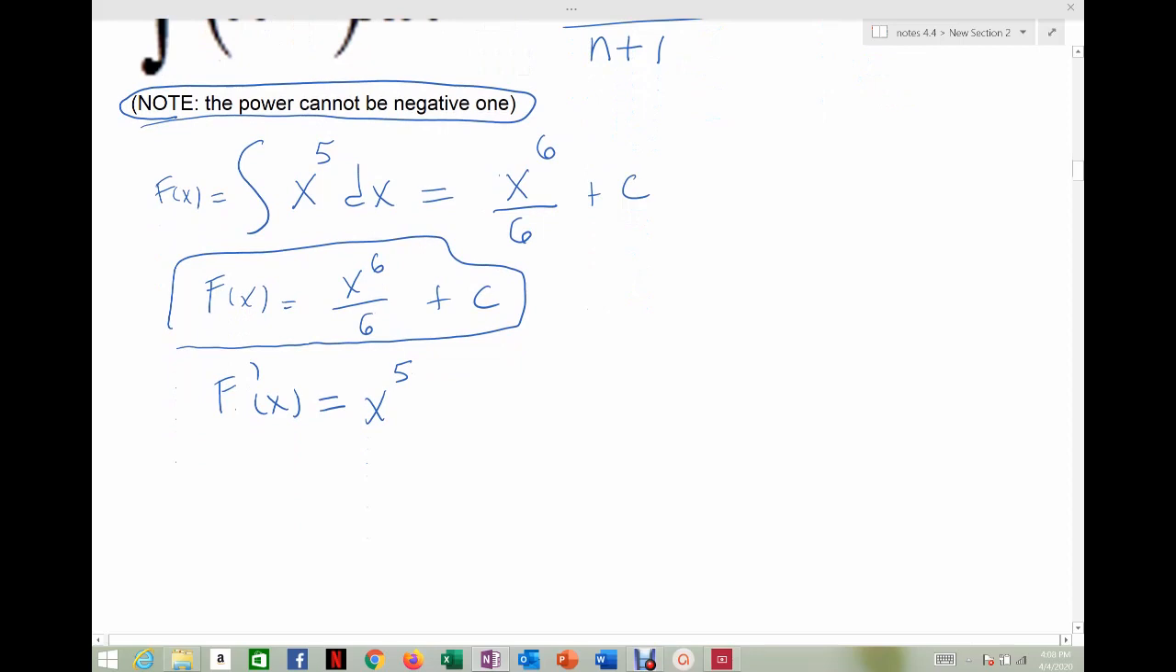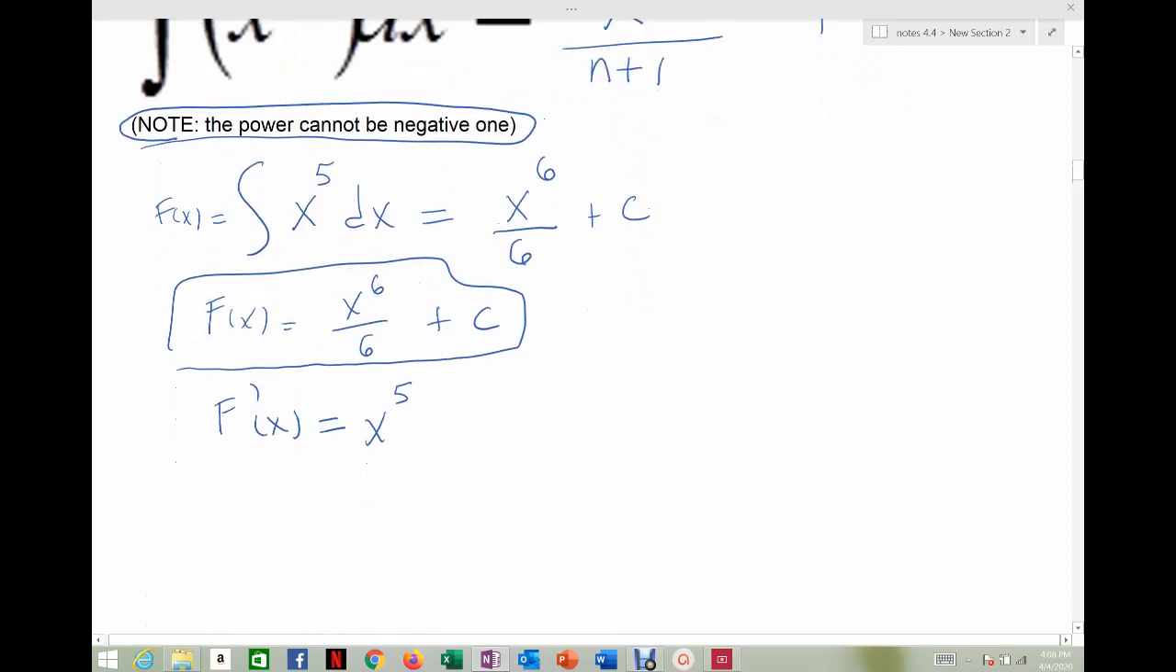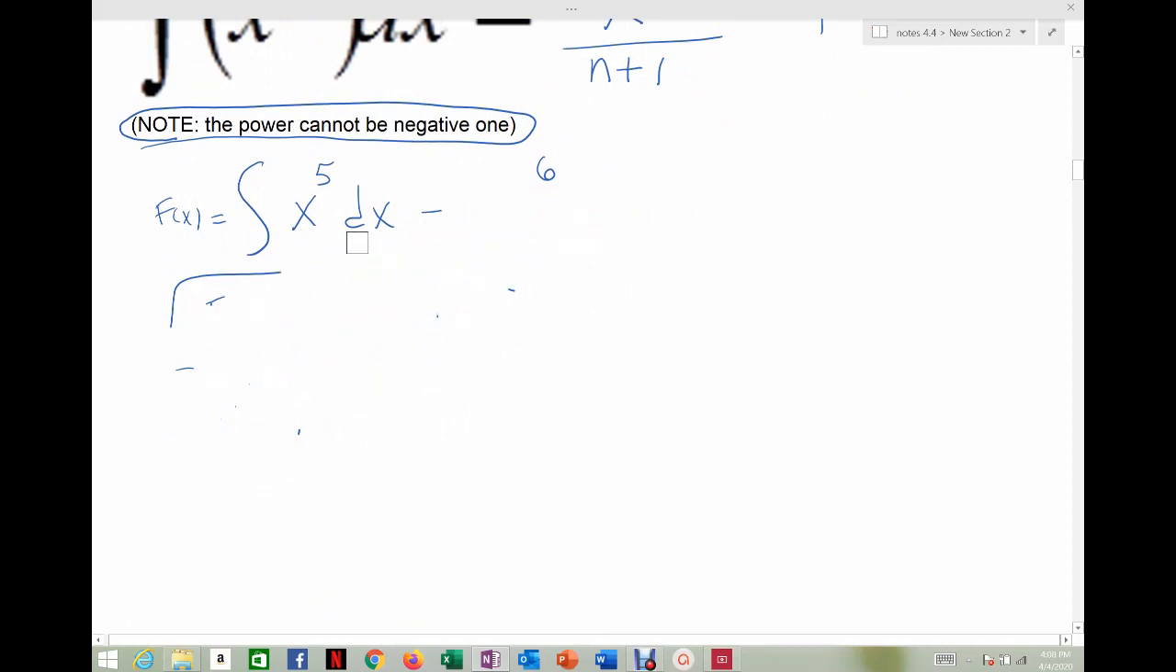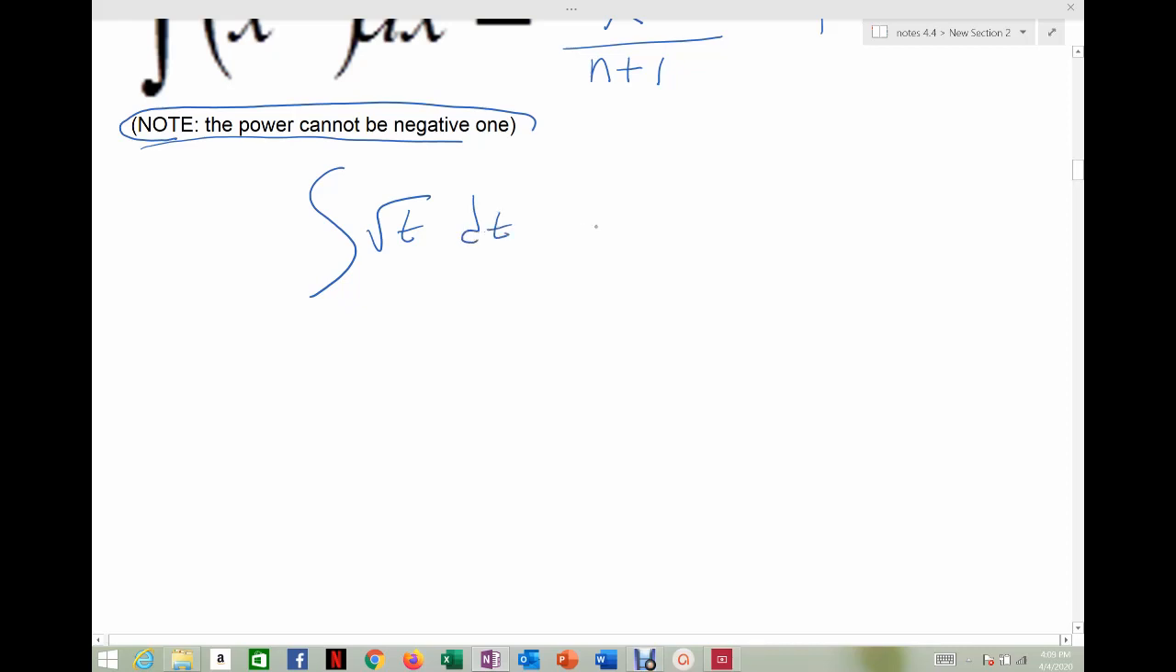I am going to do a couple more examples because, just like with the derivatives, sometimes I have to manipulate my function to get what I want. For example, suppose I had the square root of t, with my variable with respect to t. Just like with the derivative, I can't take the antiderivative of the square root of t. I have to write it as t raised to the 1/2. The same thing has to happen here with antiderivatives. Then I can use my rules to find my family of antiderivatives.